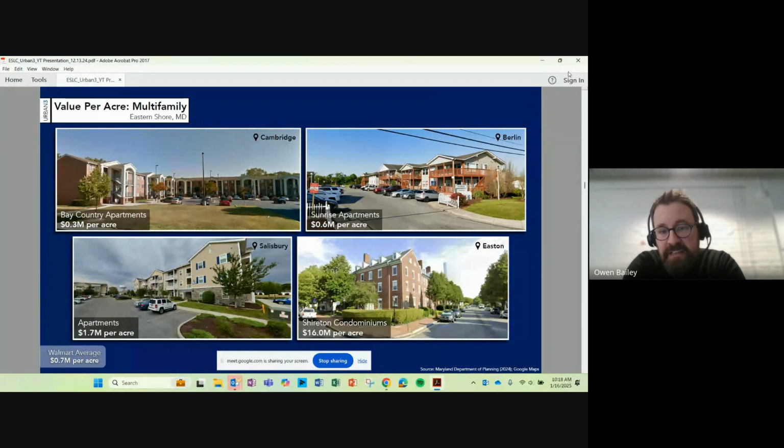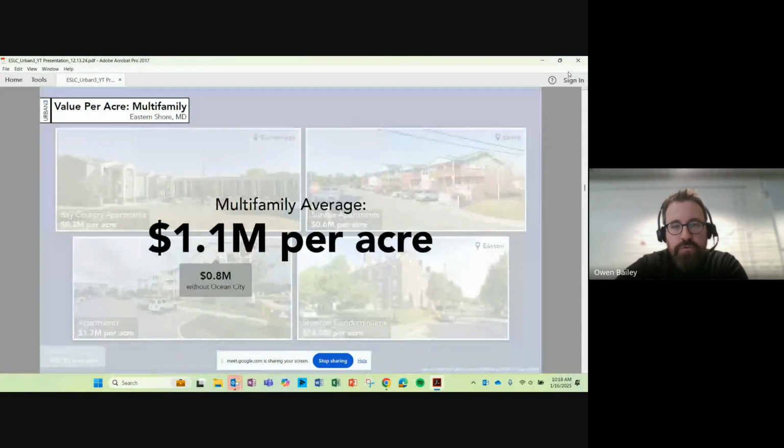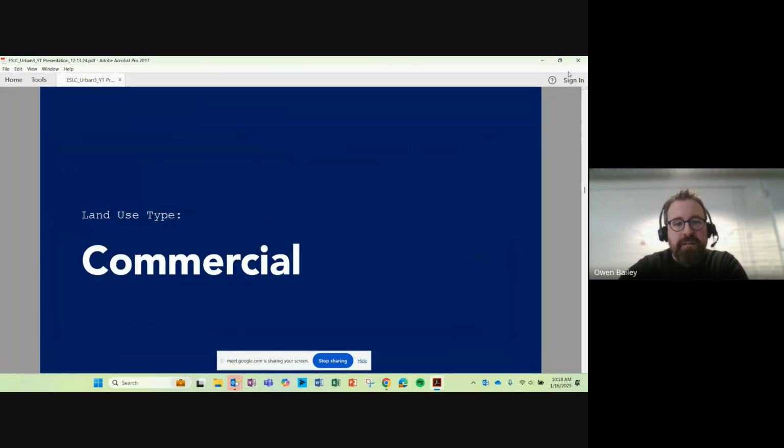The Sheraton in Easton, $16 million per acre. The parking lot for that building is underneath of it. So this is a highly potent and one of the highest productive residential units in the Eastern Shore. But this does pull down the average per acre analysis for the Eastern Shore, because most of these kinds of developments have huge parking lots.